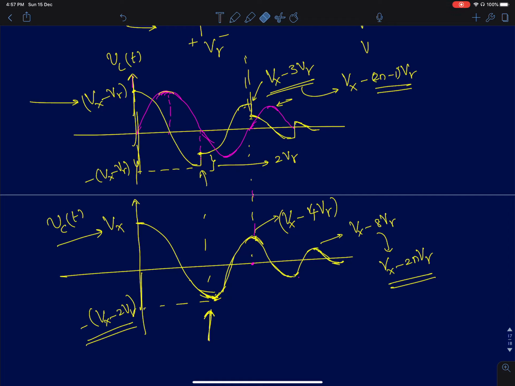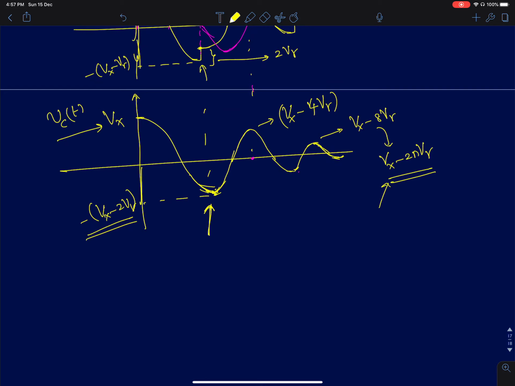At the end of one full cycle, the peak value comes to Vx minus 4V gamma. The voltage reduces by 4V gamma. After the nth cycle, you can generalize and say it reduces to Vx minus 2nV gamma. If the magnitude of Vx minus 2nV gamma is less than V gamma, then the voltage would remain as it is. After that, there won't be any transfer of energy back and forth.